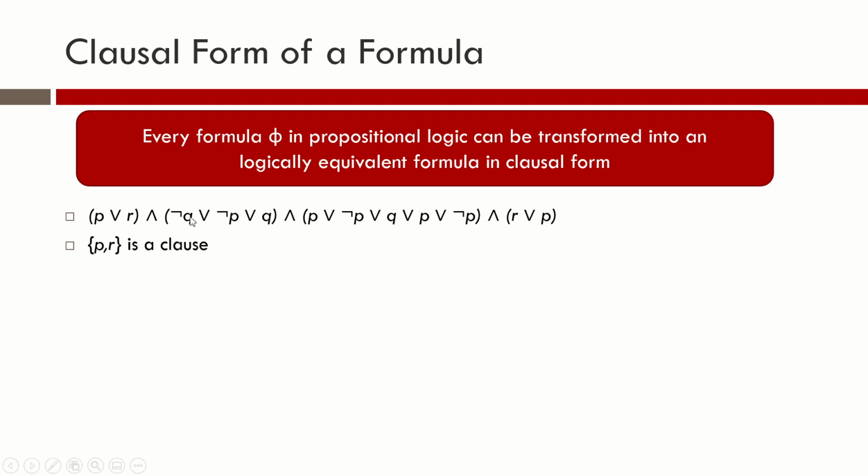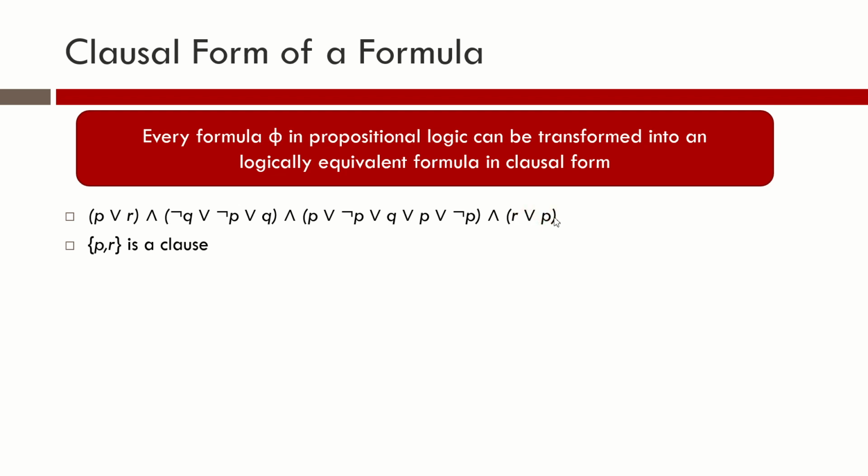Here we have four clauses. This clause is the set {P, R}. This clause is also the set {P, R}. So, we don't need to write it twice. We need to write it only once. So the clausal form of this will be the set of the set {P, R}, comma, the set {negation P, negation Q}, comma, the set {P, Q}. Then in this set we have P, negation P, Q. The repeated P and negation P are repetitions. We don't need to include that. And this again is a repetition of a clause, so we can ignore it.